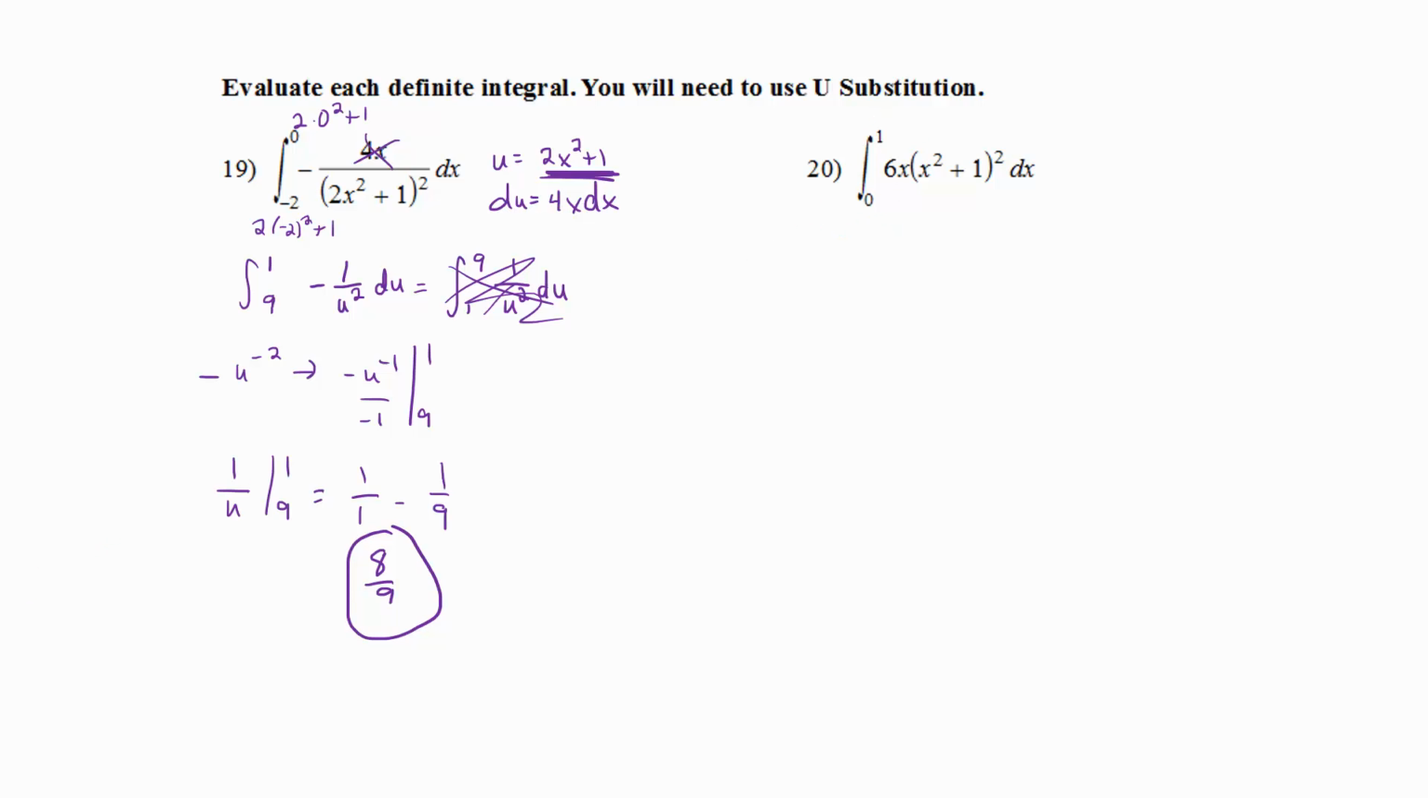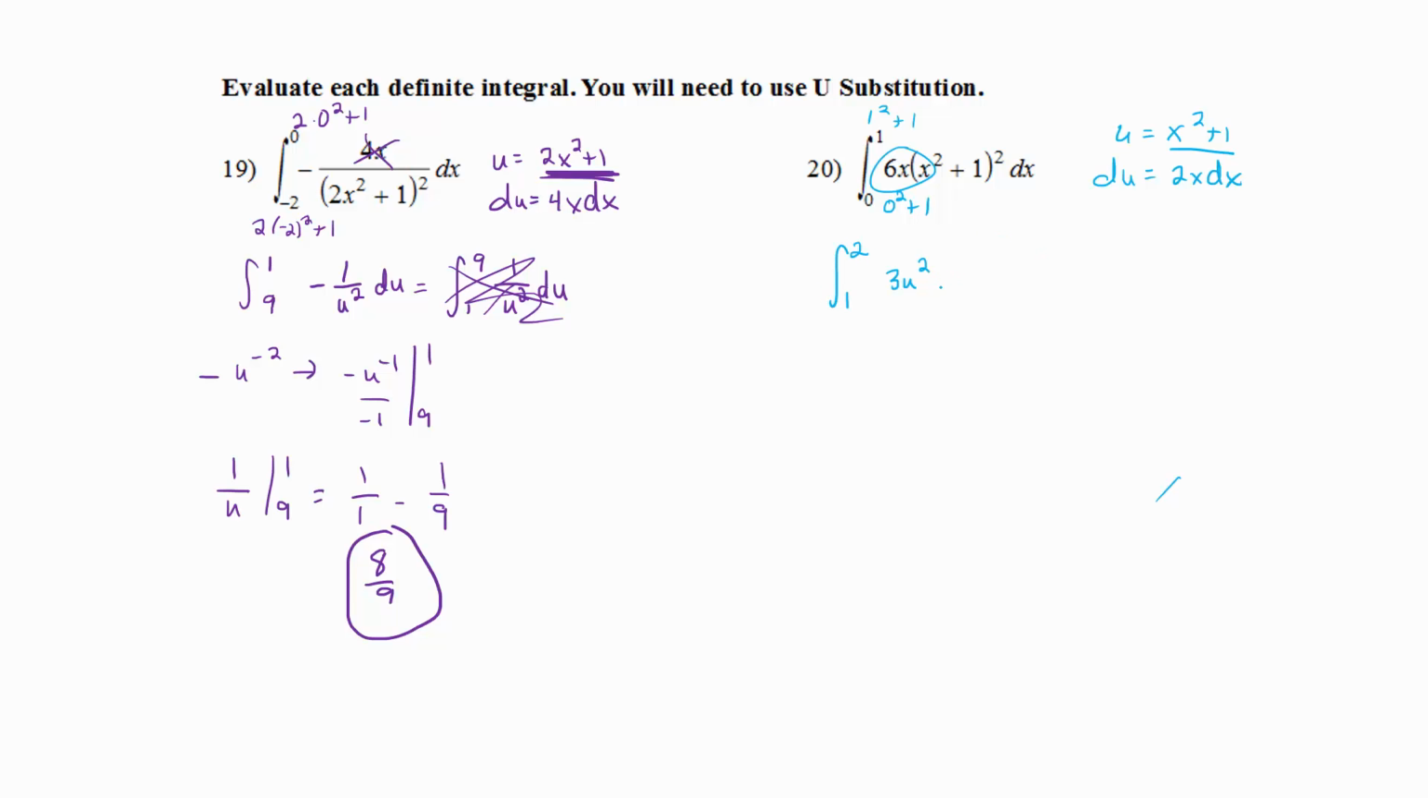On 20, same kind of deal. We've got u substitution to start us off here. U equals the inside of our parentheses, x squared plus 1. Du equals 2x. So we're going to do 6x divided by 2x, which is 3. And then u squared. Just like we did before, we're going to plug 1 in right here to find our new boundaries. So 1 squared plus 1 gives us 2, and 0 squared plus 1 gives us 1. So we're plugging in 1 and 2.